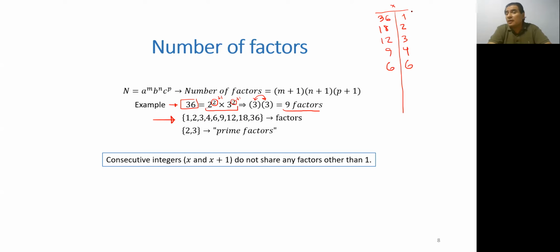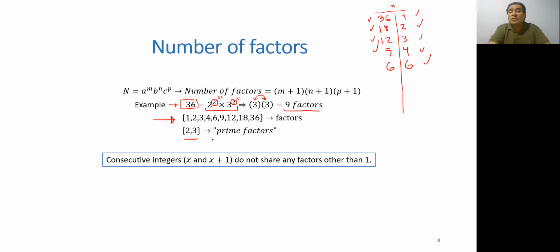So you can identify all the factors here. The first 5 factors and the second 4. Totally 9 factors. These factors only include 2 prime factors, but the others are not prime numbers.